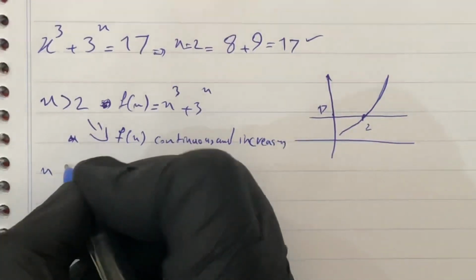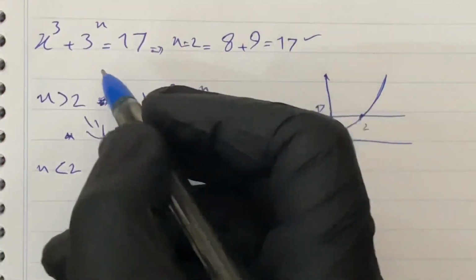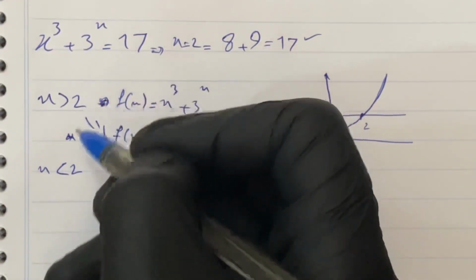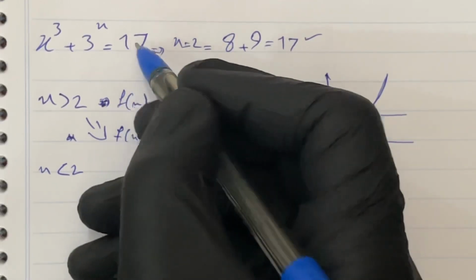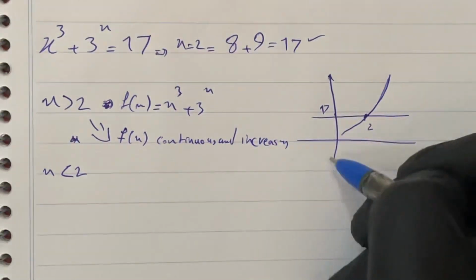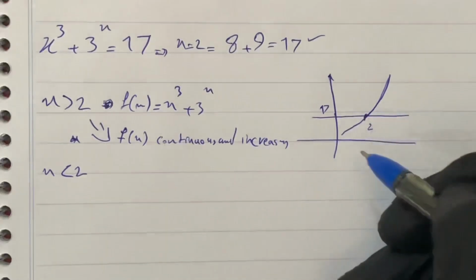And for x lower than 2, you can just see that if you put any number lower than 2, obviously it's lower than 17, and you will end up with this function.